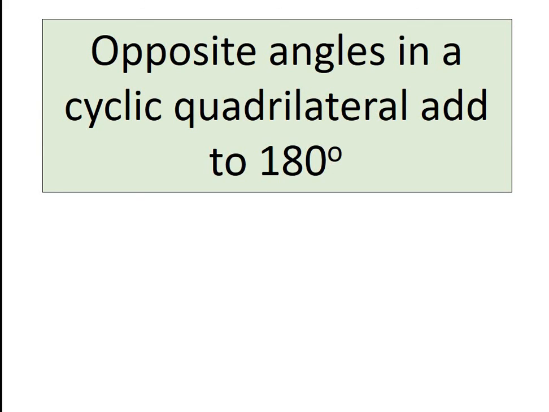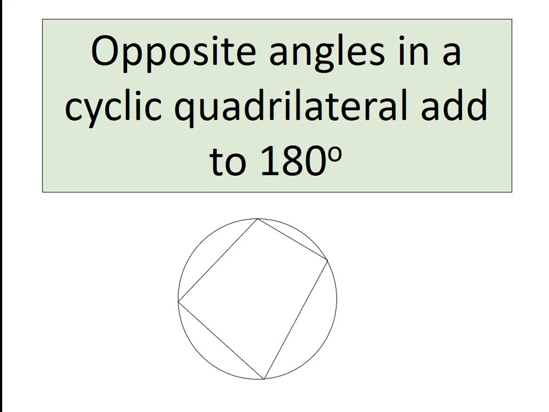Okay, the next one: opposite angles in a cyclic quadrilateral add up to 180. A quadrilateral is a four-sided shape. Cyclic quadrilateral means a four-sided shape within a circle. And it's the opposite angles that will add up to 180 degrees. They're not identical, they just add up to 180. So A and C would add up to 180, and B and D also add up to 180, but they could all be different sizes.